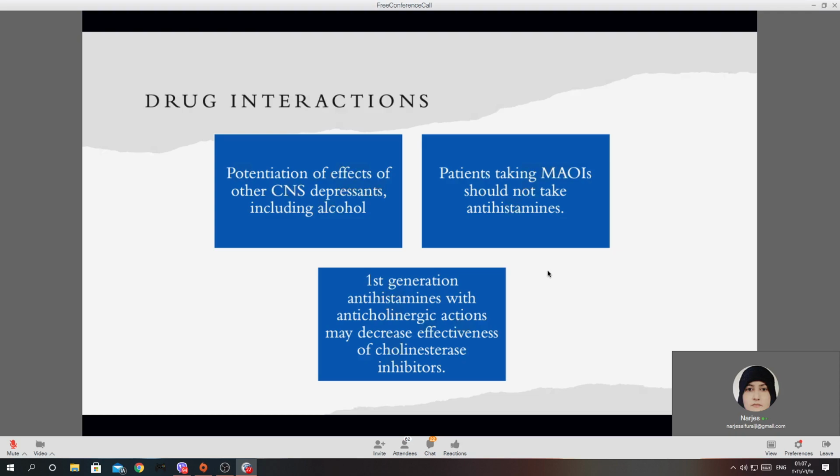I also mentioned earlier there could be interaction with ketoconazole antifungal or with macrolide antibiotics through the inhibition of the CYP3A enzyme, leading to increased effects.